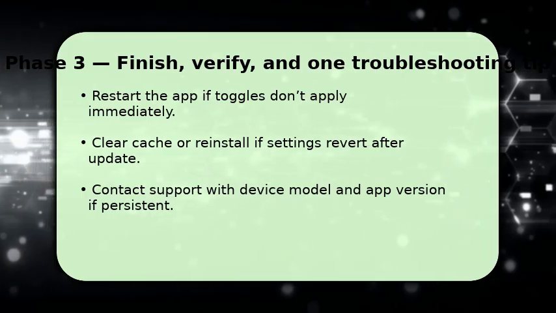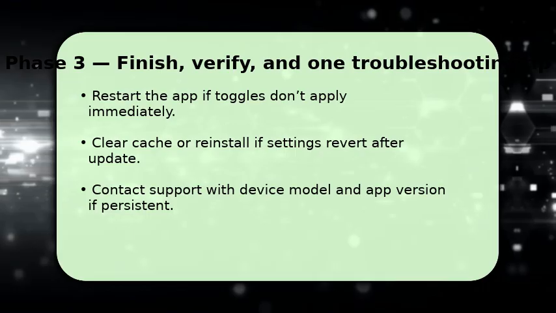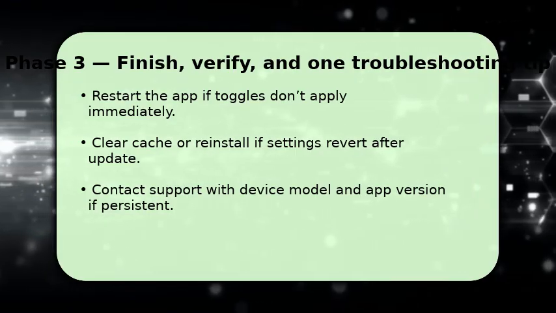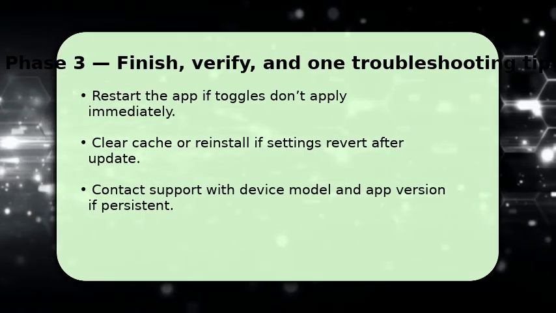If you find the motion options revert or don't appear, force close Toca Boca, then relaunch. Make sure permissions are granted. If problems persist, clear the app cache or reinstall. This resets corrupted preference files.